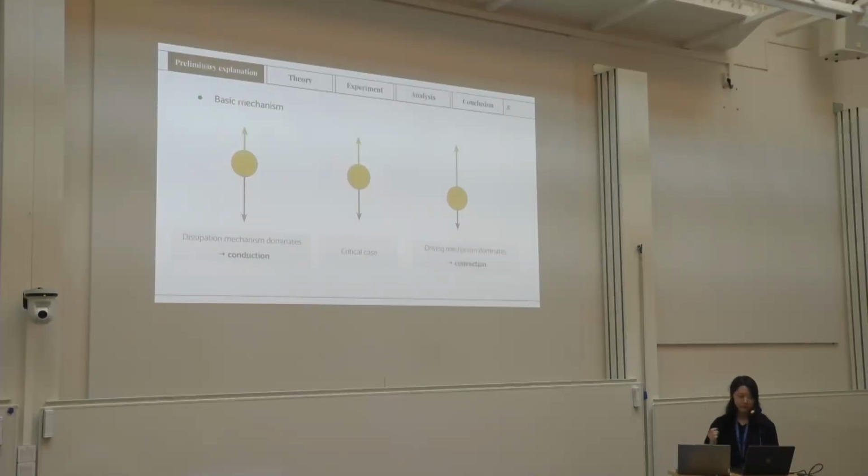We now have three phases. The first phase is when the dissipation mechanism dominates. The system remains in uniform conduction, and when the dissipation mechanism and the driving mechanism are equal, it is the critical case that we aim to investigate. And for the third type, the driving mechanism dominates and convection is happening in the system.